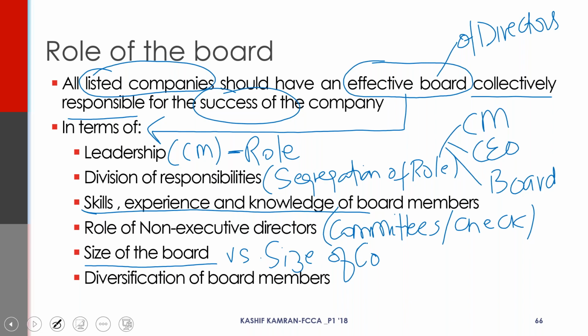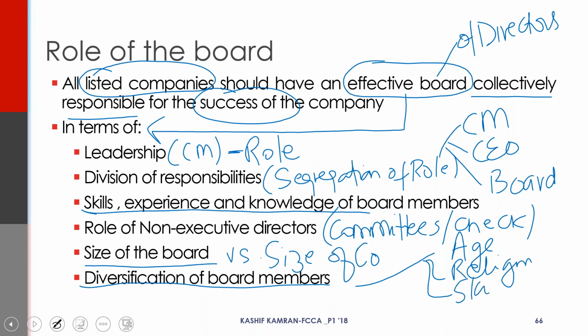Diversification of the board. The board should be diversified. Now diversity means so many things. Board should be diversified in terms of age. Board should be diversified in terms of religion, multinational company. Board should be diversified in terms of skills. Board should be diversified in terms of gender. The more diversified the board is, the better.